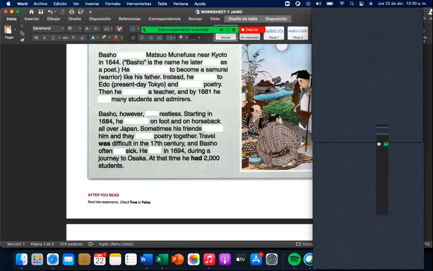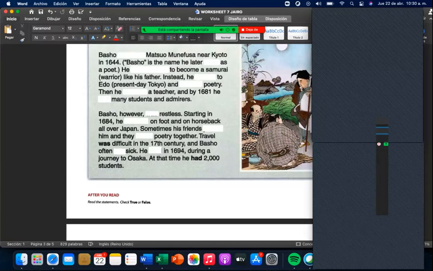Instead, he went to... or maybe moved, okay, good. So we have different possibilities, right? Let's go with move, Felipe, and continue. Okay, instead he moved to Edo, present-day Tokyo, and wrote poetry.